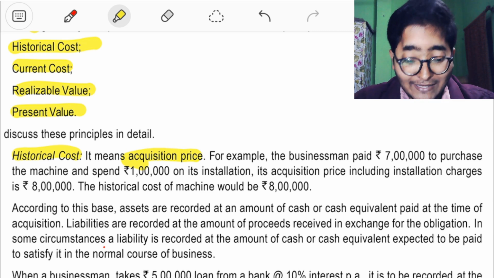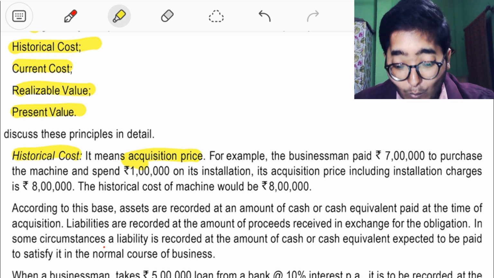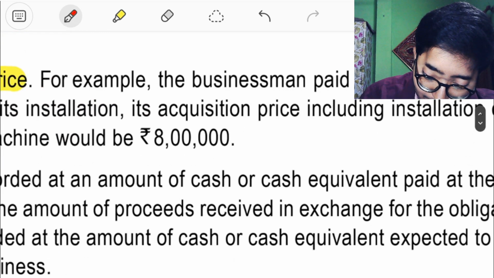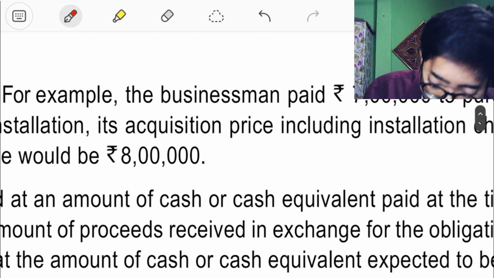So historical cost we can also say is the one time cost, it is a single time cost or one time cost to the company. Here I will also write it down, one time cost.